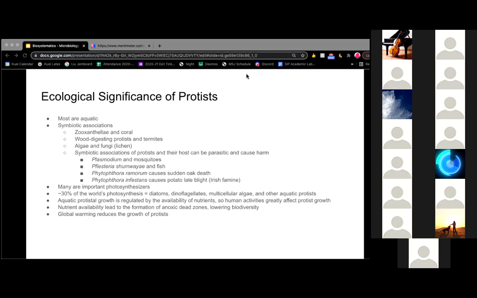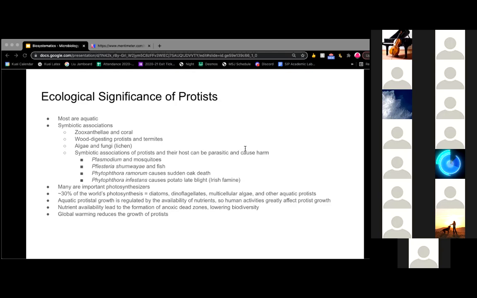And also between Phytophthora ramorum, which is a stramenopile, which causes sudden oak death in oaks and other trees. And a relative of this stramenopile, Phytophthora infestans, causes potato late blight. And this is the potato blight that contributed to the Irish famine in the 19th century. And you can see how that's pretty important. So protists have definitely had a huge effect on humans, including other animals.